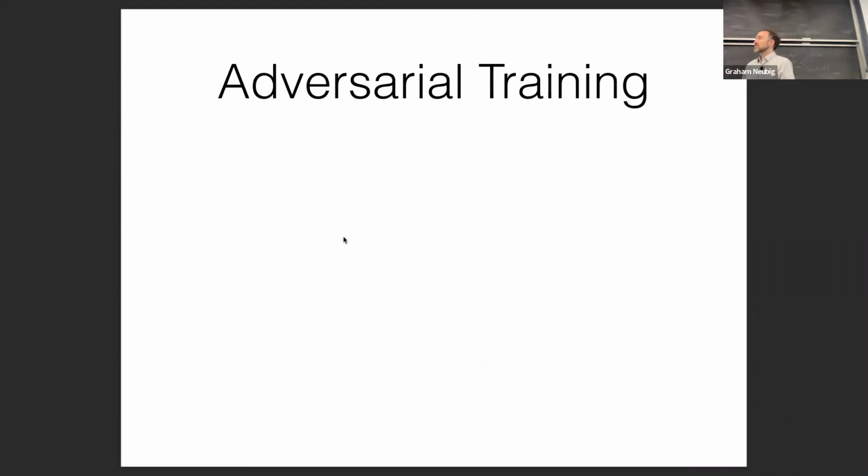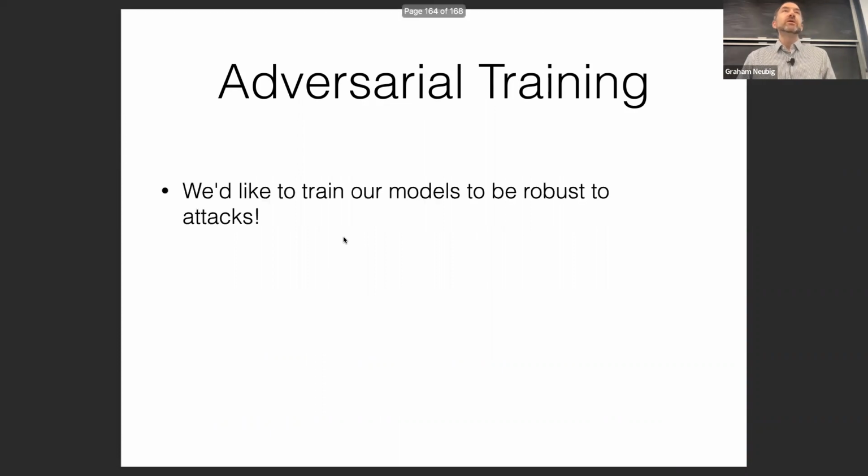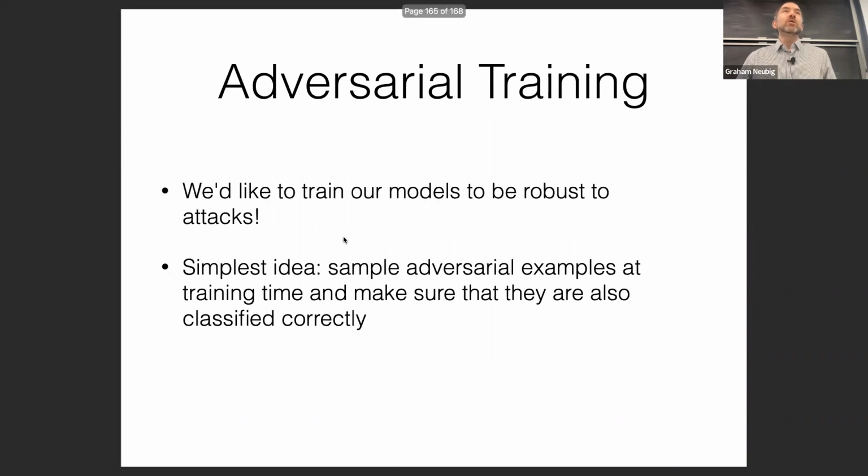Another important concept is adversarial training. What adversarial training is, it's basically training your model to be robust to adversarial examples. And the way it works, the simplest idea is you sample adversarial examples at training time and make sure that they're also handled correctly. So essentially, if you're trying to train an image classifier, you could just find the nearest adversarial example that doesn't make a big change to the input, and make sure that that also gets a good loss on classifying the target.